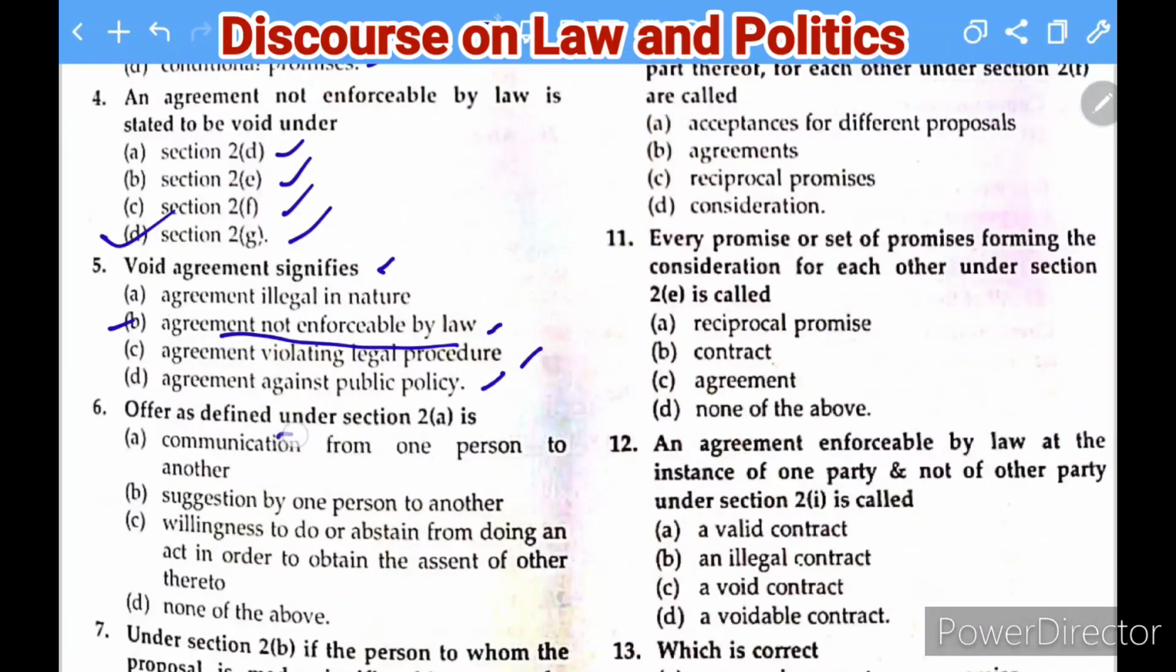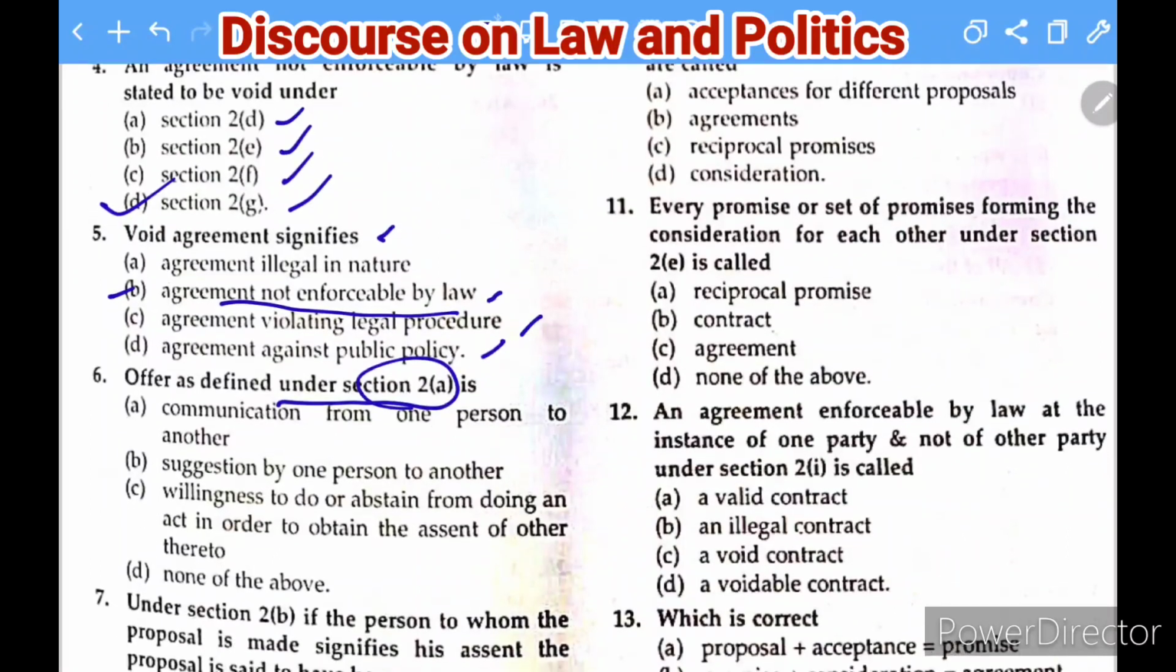Now, offer as defined under section 2A is, the options given here: communication from one person to another, suggestion by one person to another, willingness to do or abstain from doing an act in order to obtain the assent of the other thereto, or the last option, none of the above. So give your answer. What is the definition of offer in section 2A? Yes, just give your answer. Very easy. Yes, it is willingness to do or abstain from doing an act in order to obtain the assent of the other thereto.